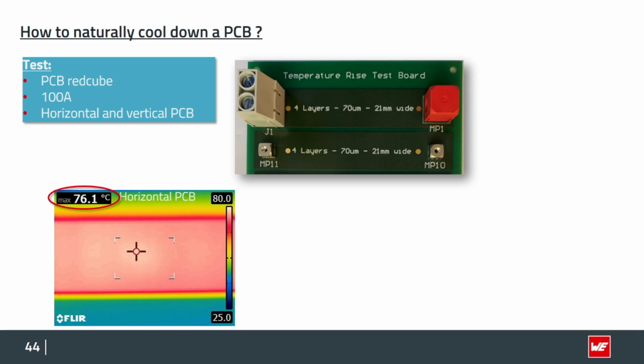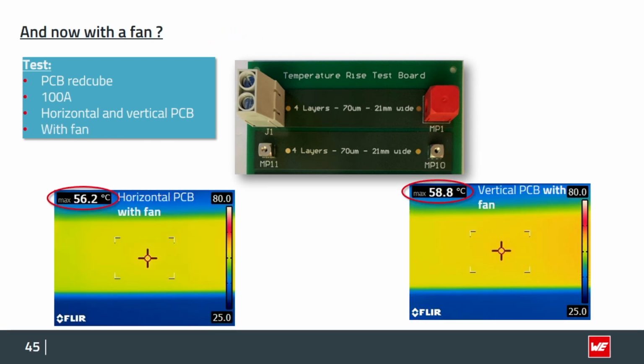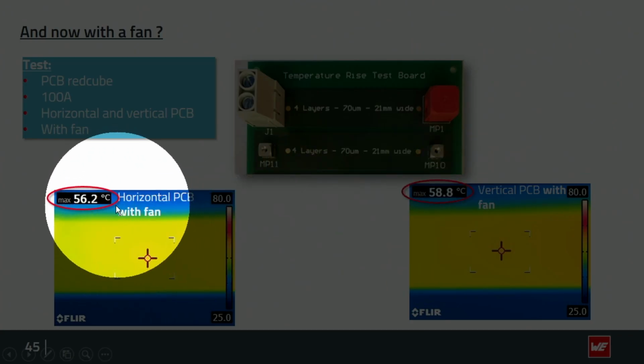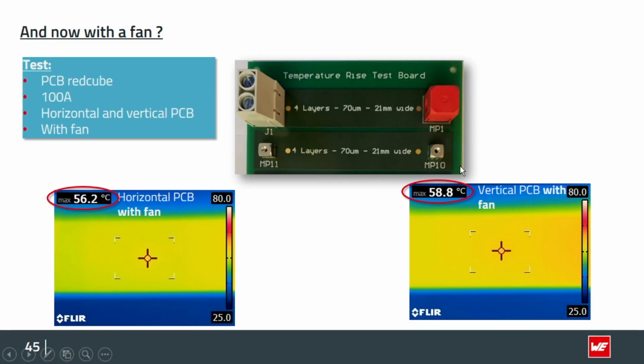And now we wanted to understand if we change the position of the PCB to vertical, so the airflow can be improved. And even by this cost-free task, we could lower the temperature by almost 7 degrees, which is significant for a thing that costs nothing. Of course, you can also use a fan. We have also the different types here, a horizontal or vertical type. So horizontal, we ended up with 56 degrees, and here 58, so this is only slightly higher.